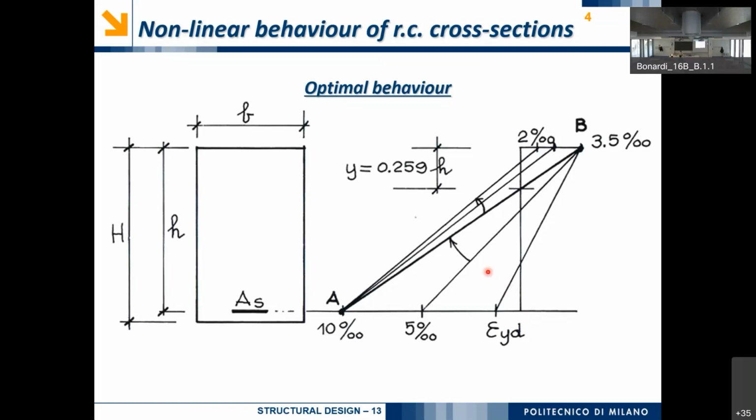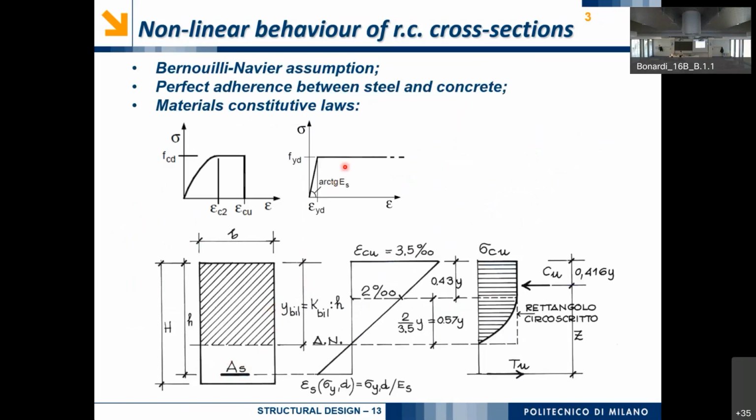Now, what is the optimal behavior of the structure? Here y indicates the depth of the neutral axis from the top fiber, equal to 0.259 times the height, so basically one quarter of the height. But what does it mean? Basically, what I want is that the reinforcement steel is yielding, so that we can exploit all the area times the maximum level of stress for the steel. So that's what I want. I want the steel to be yielding. And then I also want that this area is as big as possible.